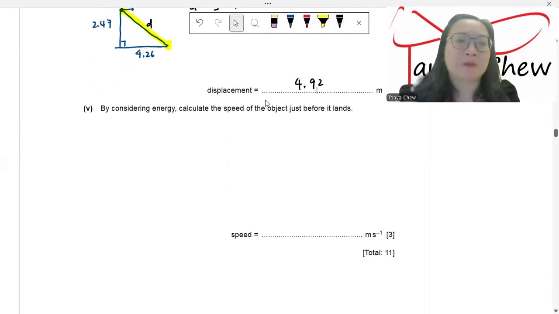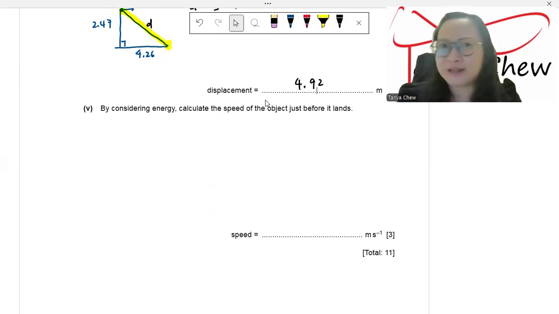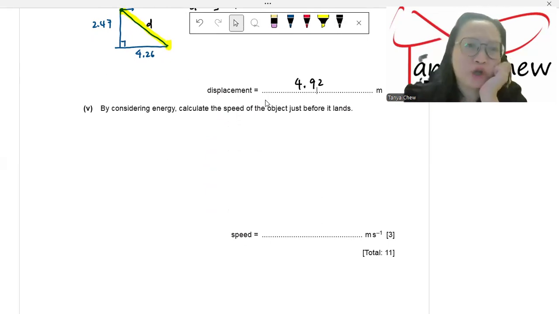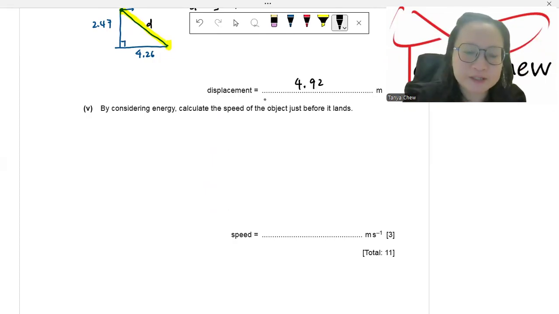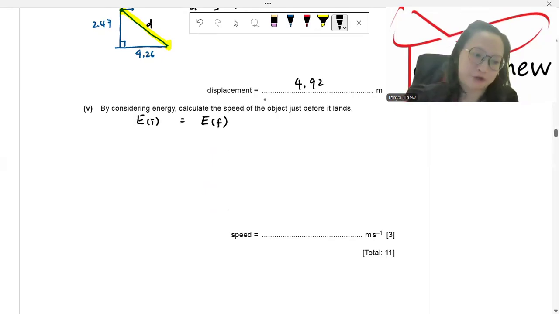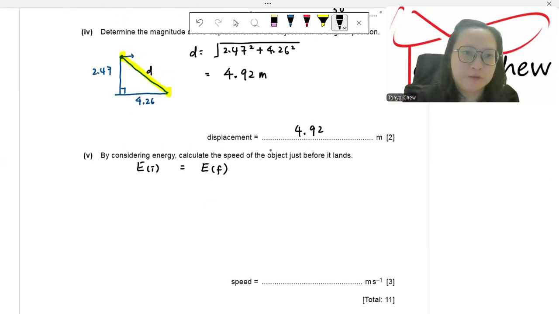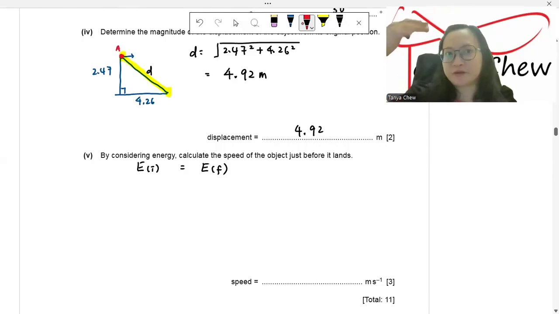Now, part 5: by considering energy, you have to use energy, no choice. Calculate the speed of the object just before it lands. Before that, I'm going to use the principle of conservation of energy, which states that the total initial energy is equal to the total final energy. Total initial energy: look at my right angle triangle, the one that I drew upwards here. This object is at its initial point, which is this one. I put it as A. It has a certain vertical height.